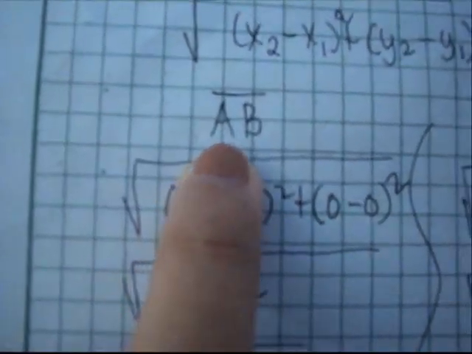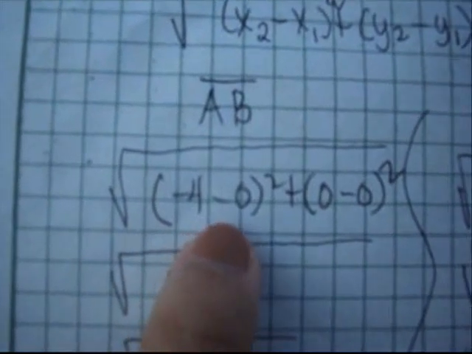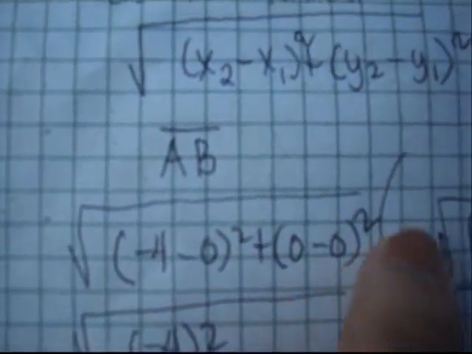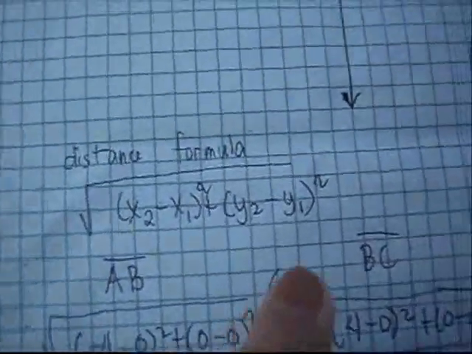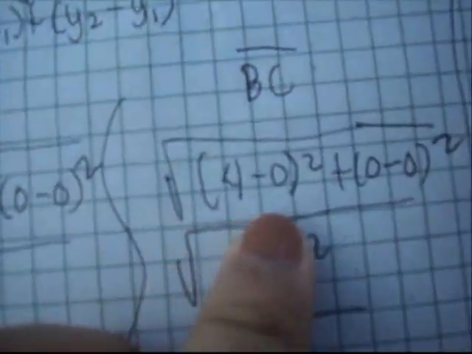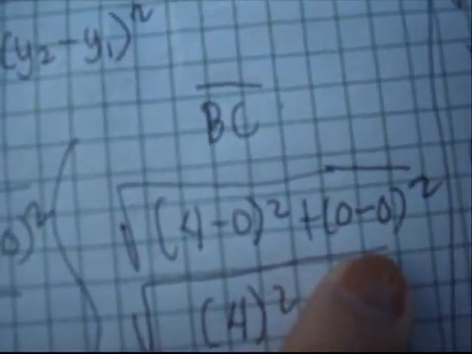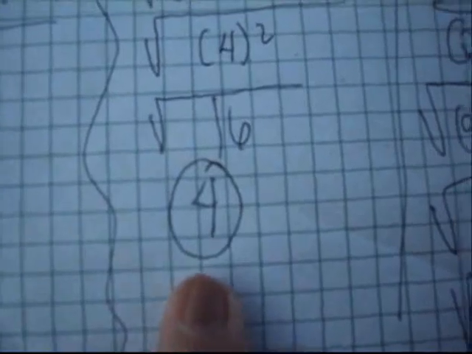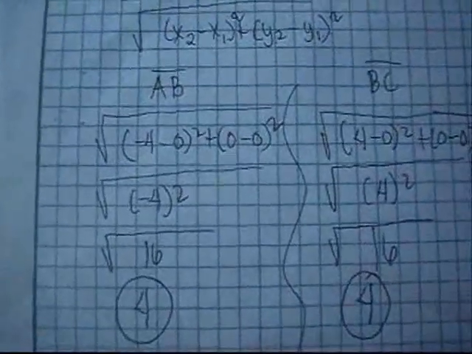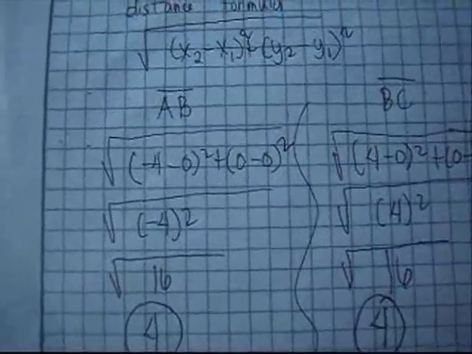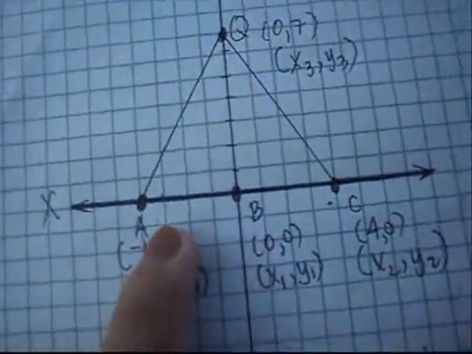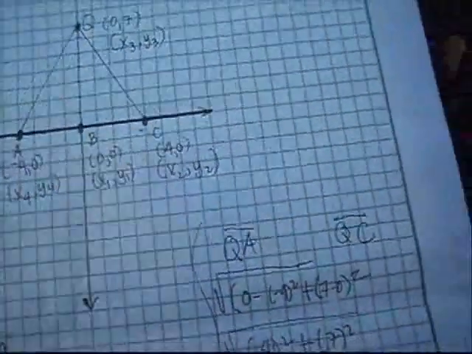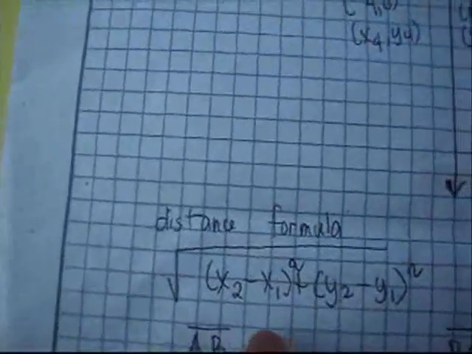For our line AB, we have the square root of negative 4 minus 0 squared plus 0 minus 0 squared. So that would arrive at the answer 4. Now, let's proceed with our line BC. For line BC, we have the square root of 4 minus 0 squared plus 0 minus 0 squared. And still, it would arrive at a value of 4. So it means that line AB and line BC are equal.